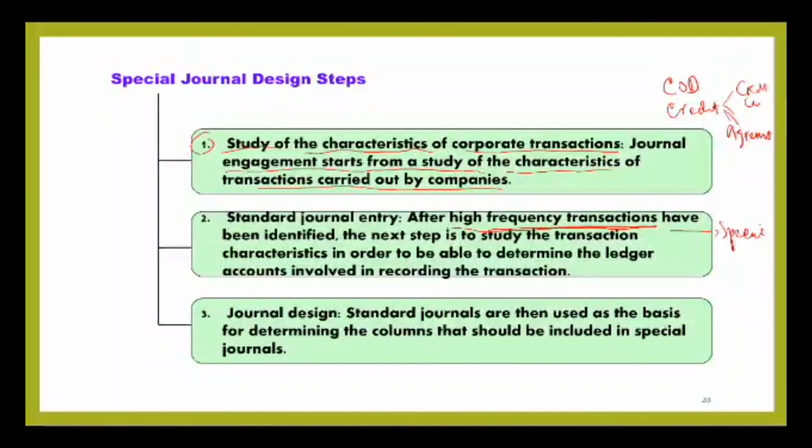Okay, if it does not happen frequently, you can make it a general journal, the standard journal entry. After high frequency transactions have been identified, the next step is to study the transaction characteristics in order to determine the ledger accounts involved in the recording of the transaction.